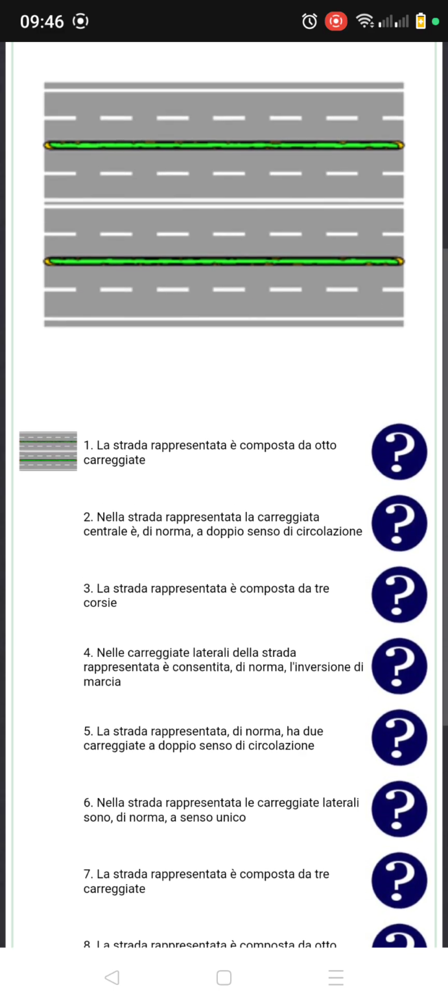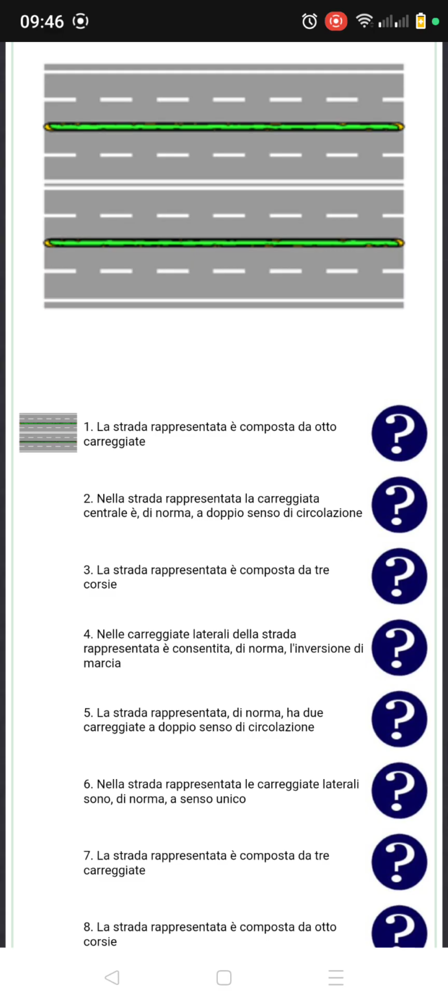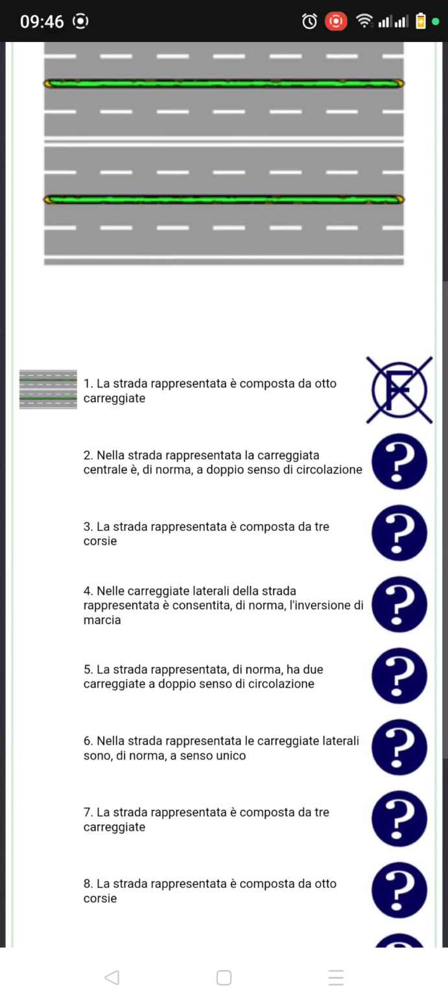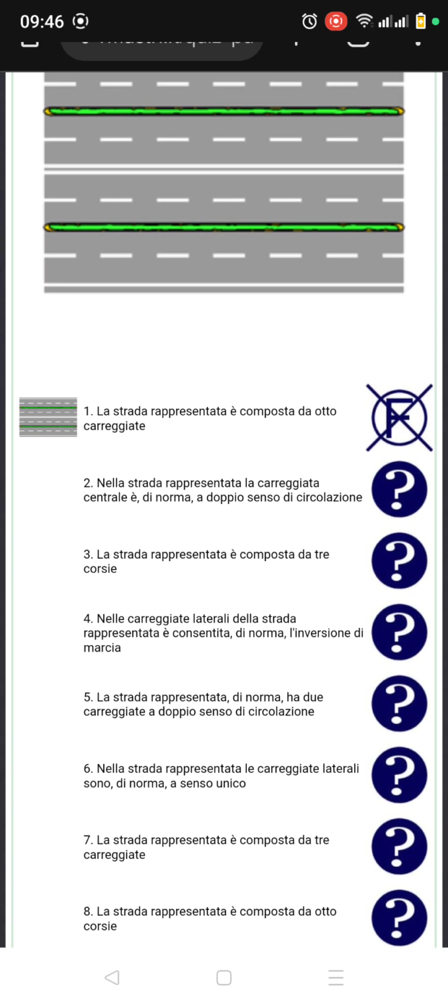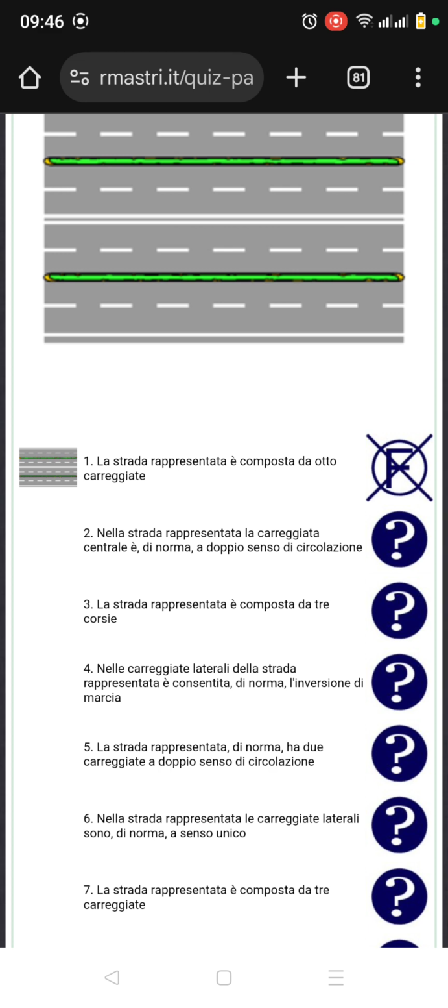So let's take the questions. La strada rappresentata è composta da 8 carreggiate. No, it's false. So this very question is saying this very road is composed of 8 carriageways. No, it's false because it's 3 carriageways. Number 2. Nella strada rappresentata la carreggiata centrale è di norma a doppio senso di circolazione. Yes, it's very, very true. So on this very road, the middle carreggiata is normally 2-way circulation, which is doppio senso, and it's true.